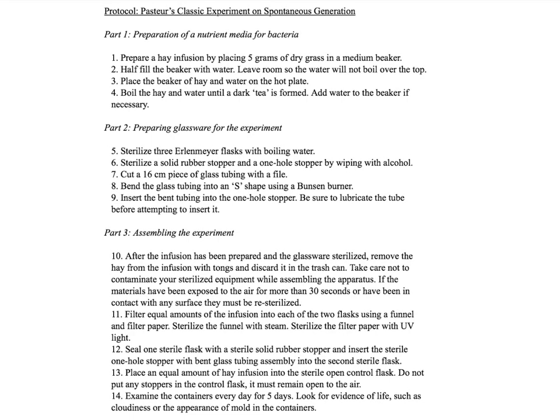The next thing we're going to do is illustrate it using visual images. So let's start off with part 1, preparation of a nutrient media for bacteria. Step 1 says, prepare a hay infusion by placing 5 grams of dry grass in a medium beaker. Okay, so we have to think about what are the most important parts of this step. So let's draw here a medium-sized beaker. Your drawings don't have to be fancy in any way.